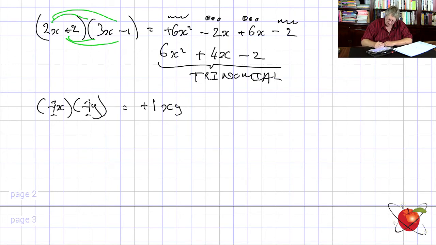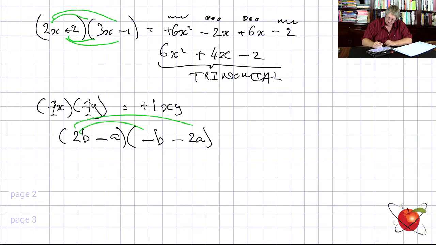2b, or not to be. 2b minus a and minus b minus 2a. What is this? Well, what do I say we do? We put in our bridges. So let's do it. Can you see there? Now let's multiply them out.